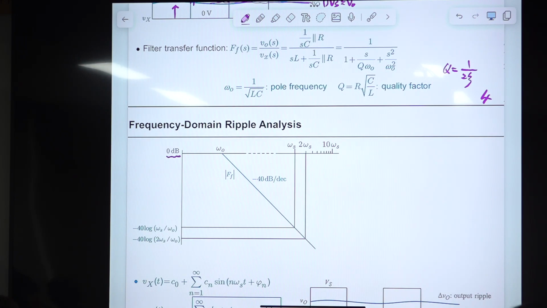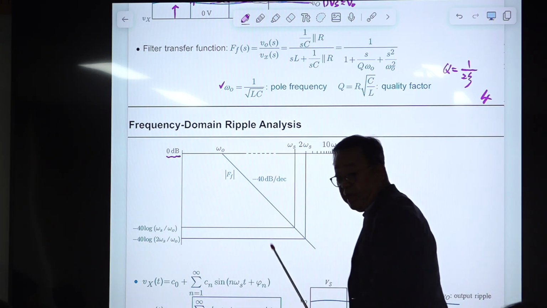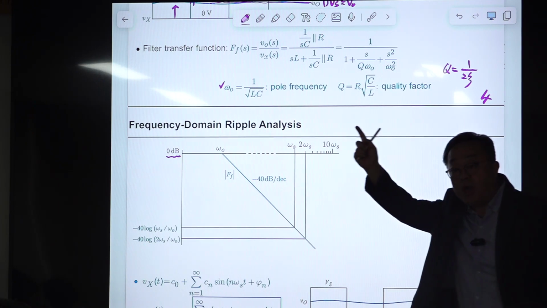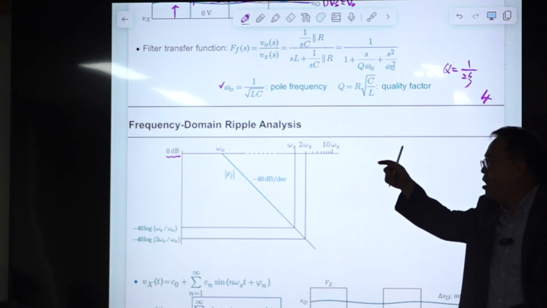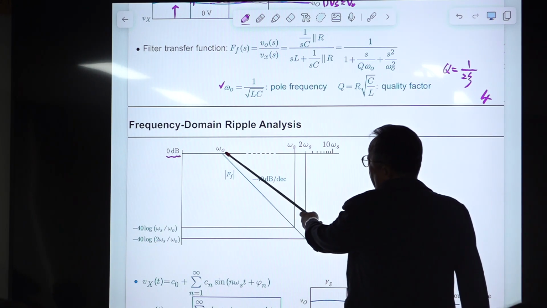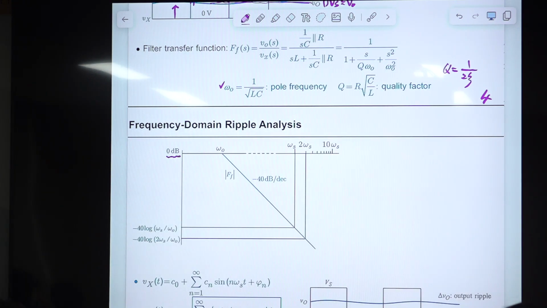And this omega naught is the pole frequency determined by this. Starting from this pole frequency, the slope decays at minus 40 dB per decade, because this is a second order filter. If this were a first order LR filter, then the slope would be minus 20 dB per decade. So we call it minus 2 slope. Minus 2 slope means minus 40 dB per decade. Minus 3 slope means minus 60 dB per decade.